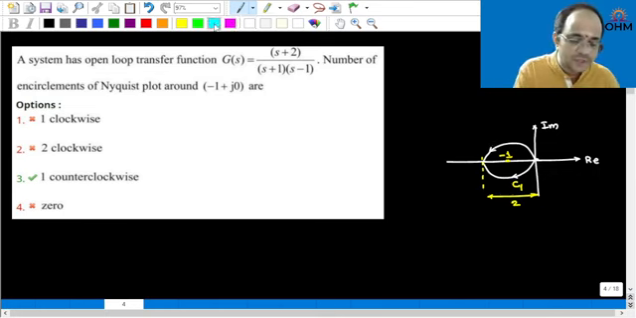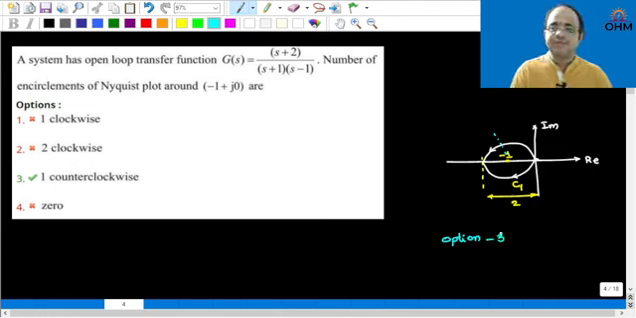Therefore, with this you can easily identify that the number of encirclements of the Nyquist diagram with respect to the -1 point will be once in counterclockwise direction. Hence, option 3 is the correct answer for the question.